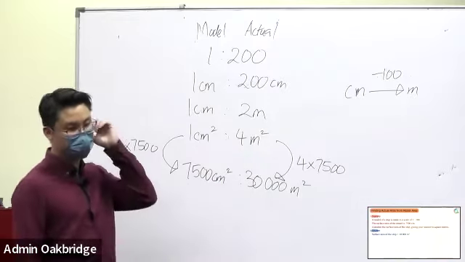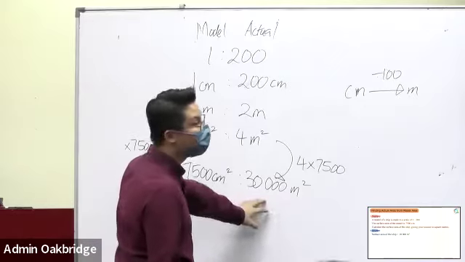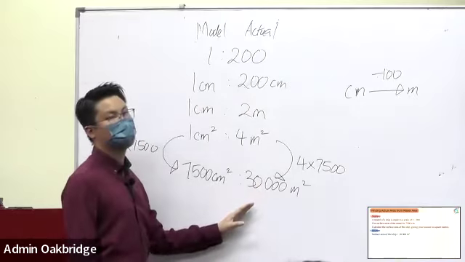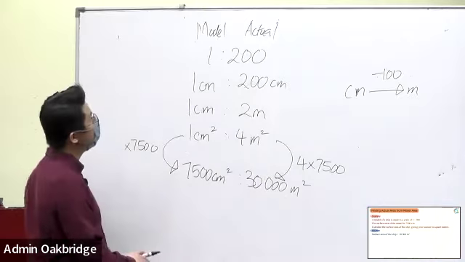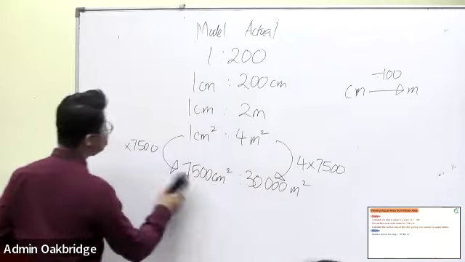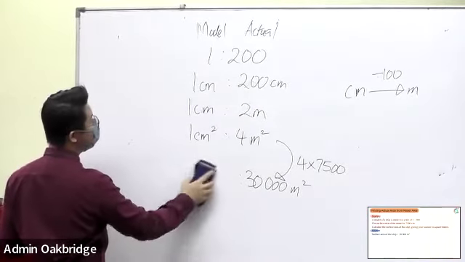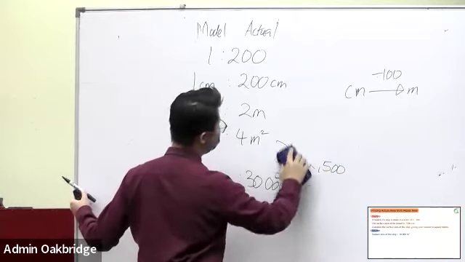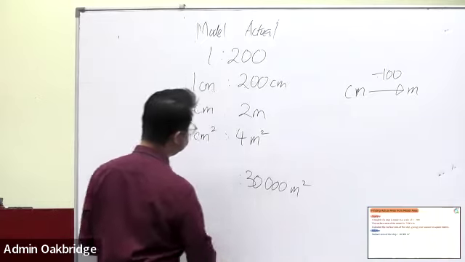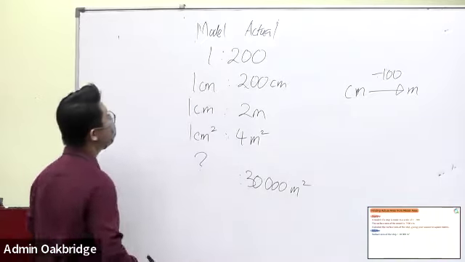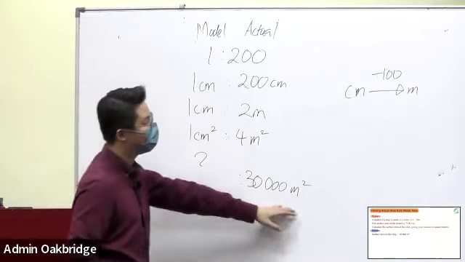Okay, what if I change this question? I don't want to find the actual area. The actual area is given. Let's say 30,000 is given, and I want to find the area of the model. Then what should we do? The question asks: what will be the area for the model if the actual area is 30,000 meters squared?